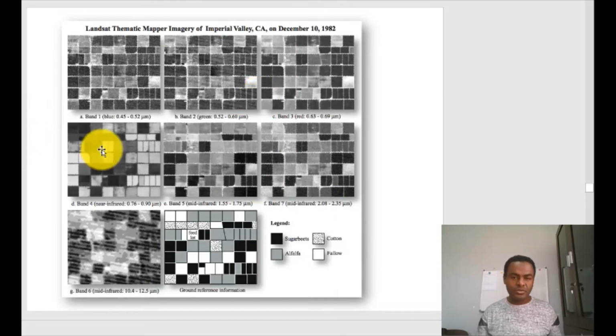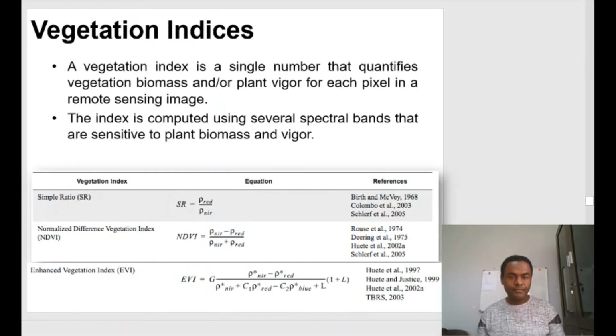This is also another satellite image called Landsat TM imagery in 1982 in California, in the US. They used this Landsat TM and mapped the different crop types.